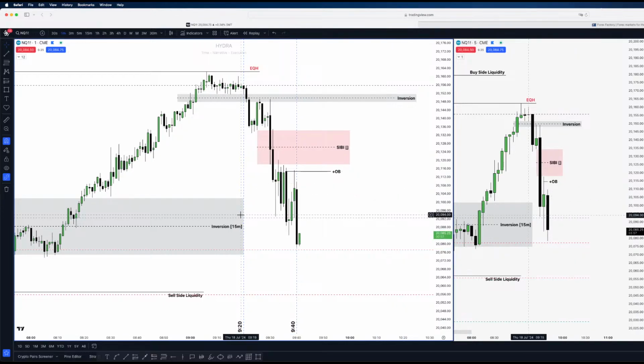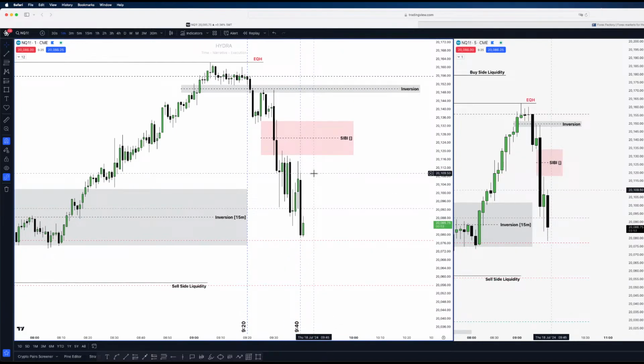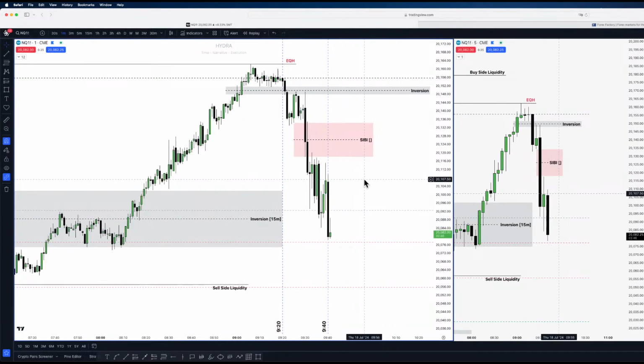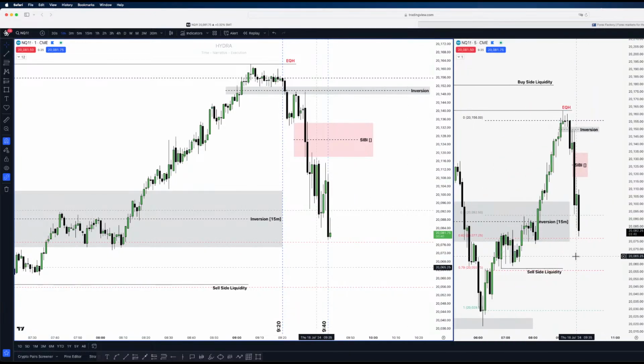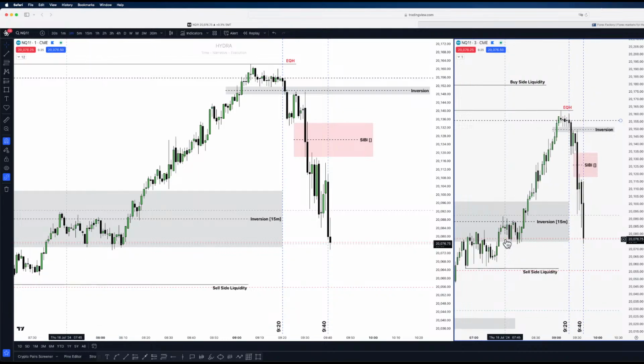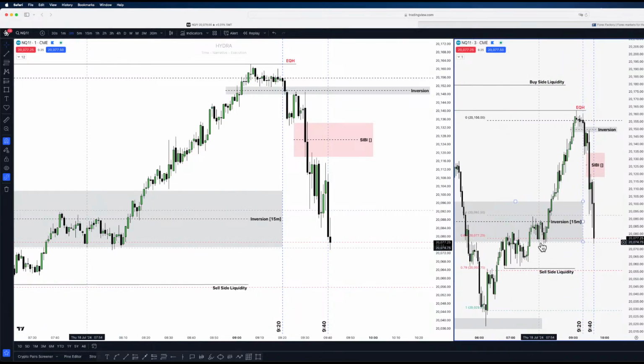We got multiple order blocks here. Also possible bullish inversion on the 3-minute. It came for this liquidity that I marked.